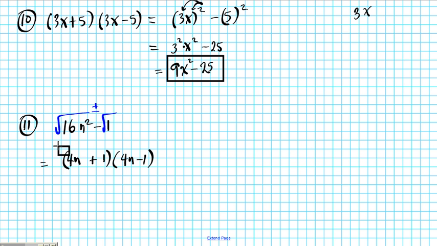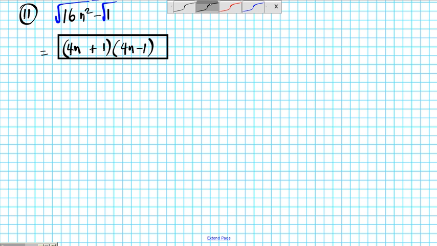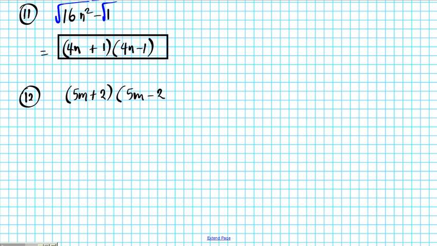There you have it. Alright, let's move on to question number 12. Question 12. What if we had the problem 5m plus 2 times 5m minus 2? Now, this is a factored form, so we want to multiply, right? So using the trick we just did, all you do is take the first term squared minus the second term squared.